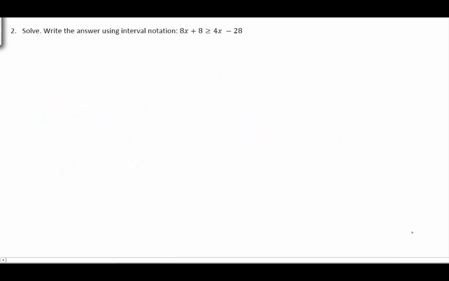Number 2, we want to solve this and write the answer using interval notation. So solving an inequality is almost just like an equation. The only difference is if you multiply or divide by a negative number. So the first step is to get the constants on the same side and the variables on the other side. I'll start by subtracting 4x. This will eliminate the need for us to multiply or divide by negative numbers.